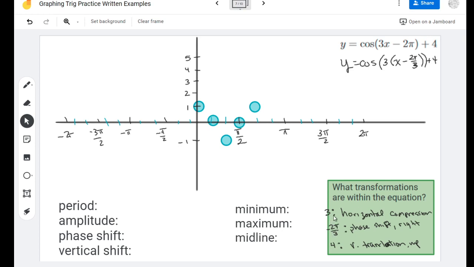And so I don't know what 2 pi over 3 is. Like, how many tick marks is that? Look at that. Remember, this is 2/3 of pi. So if I look at how many tick marks I have to make pi, I would use 2/3 of those to move to the right.